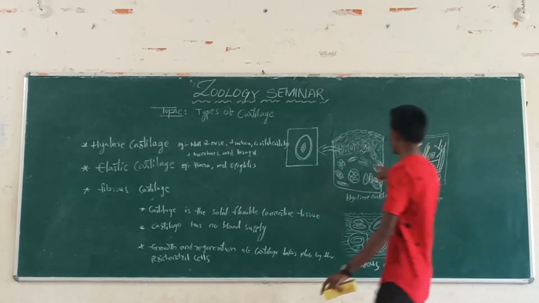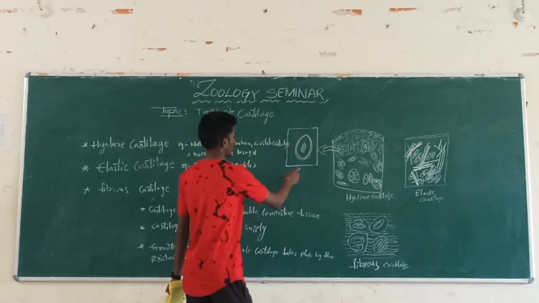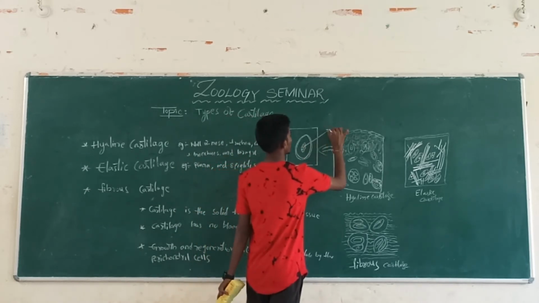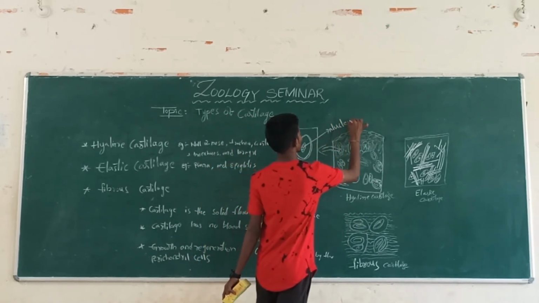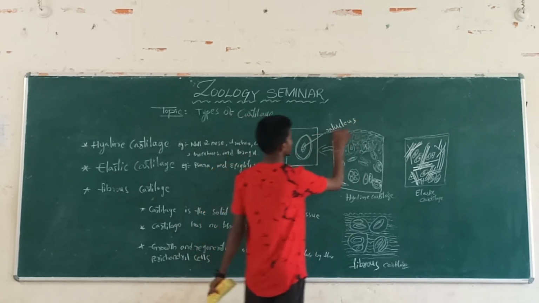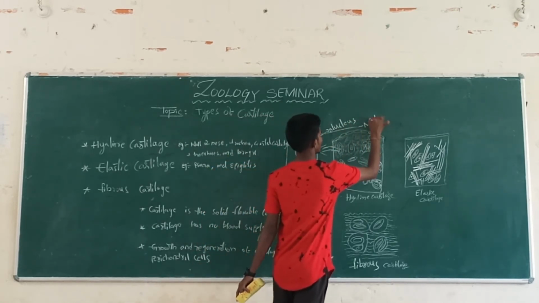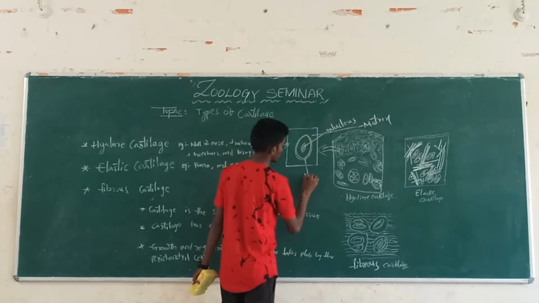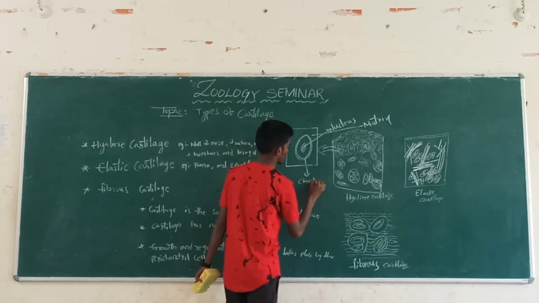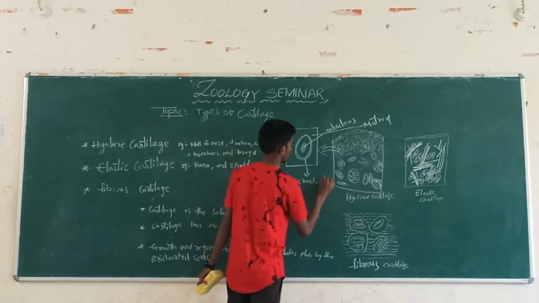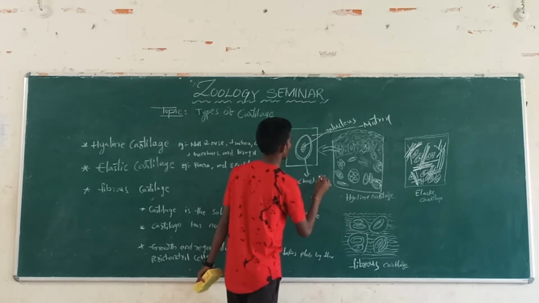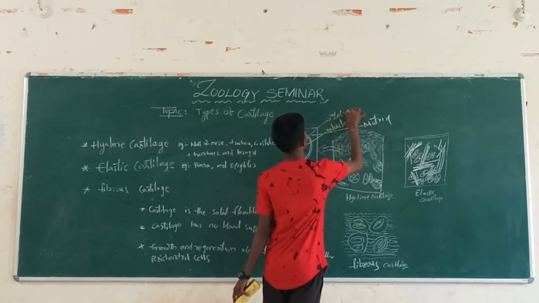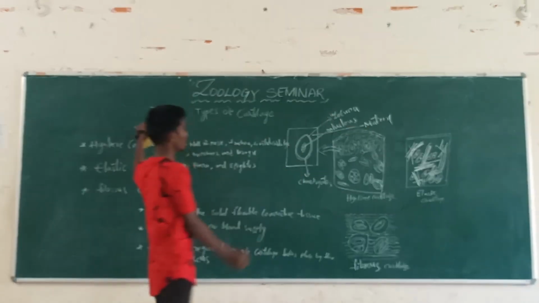And this is the chondrocyte cartilage diagram. The center point is called the nucleus. This is called the matrix. This is a chondrocyte. This one is the lacuna. These are the types of cartilages.